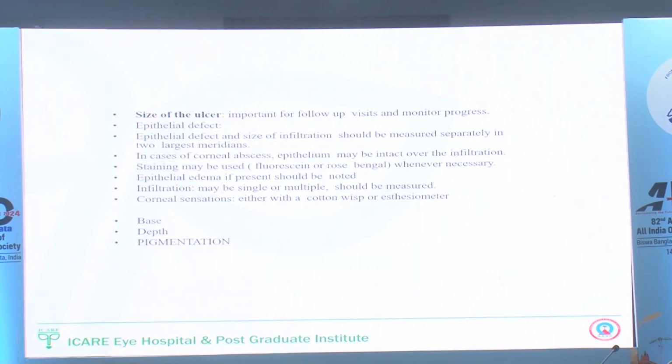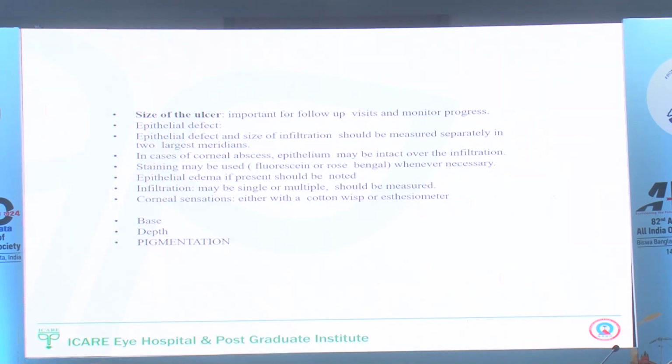The size of the ulcer is also important for follow-up and monitoring progress. Epithelial defect and size of infiltration should be measured in two largest meridians. In case of corneal abscess, the epithelium may be intact over the infiltration. Rose Bengal or fluorescein staining can be used when necessary. Area of epithelial edema. Infiltration may be single or multiple.